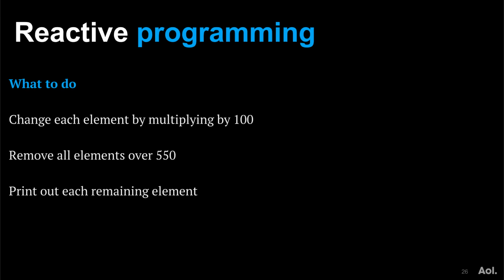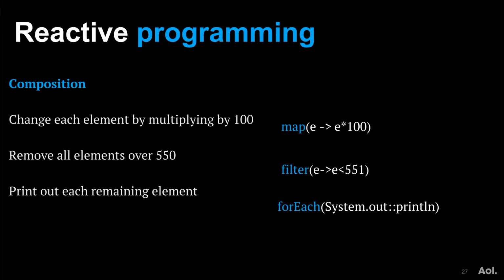So let's take an example. Here, we want to change each element we receive by multiplying it by 100. We want to remove all elements, after they've been multiplied up, that are over 550. And then we want to print out each remaining element. So again, we're not telling the computer how to do this. We're just going to tell the computer this is what we want you to do.